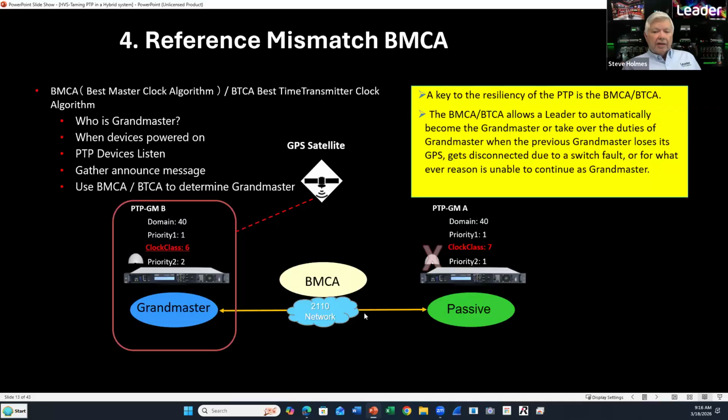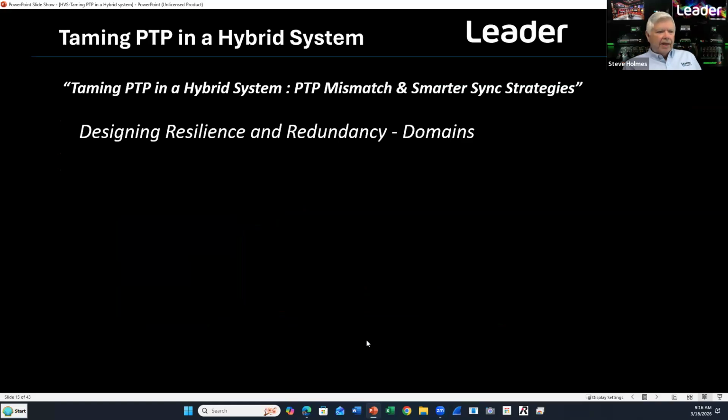PTP was still running even when it was clock class 7. But as soon as this unit sees that announce message, it says, hey, I'm a better clock class than you are. You go passive. I'm going to walk in and be the grandmaster. And it's a software walk. And it's hitless. And it just walks over to the other unit and keeps going. The only thing that changes is the grandmaster ID. So the grandmaster ID will go from this unit on the right to the unit on the left. And we will keep going.